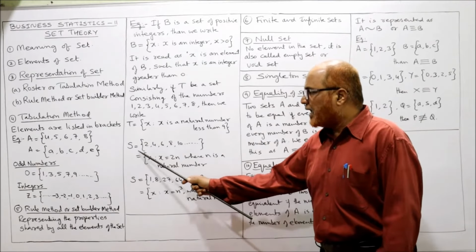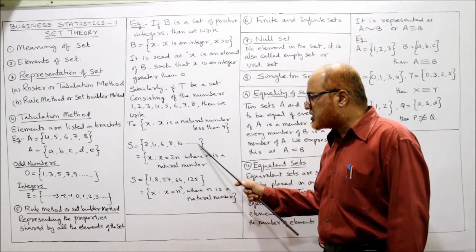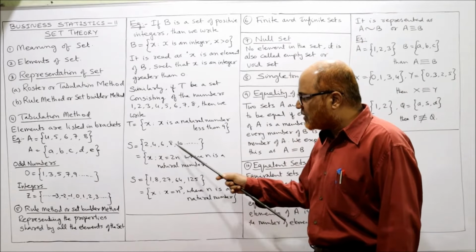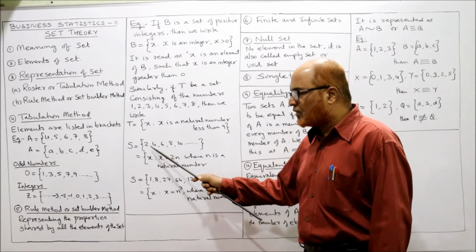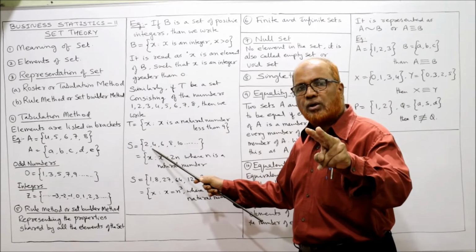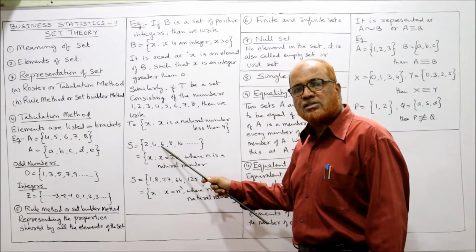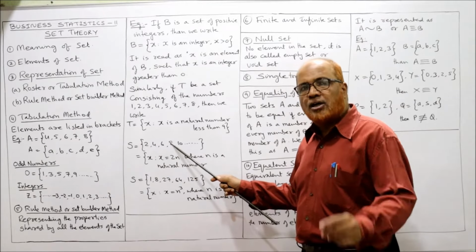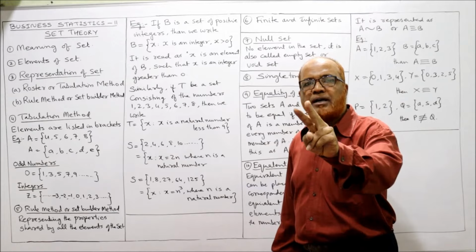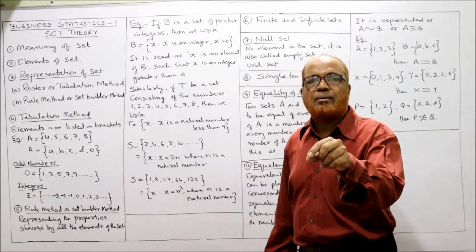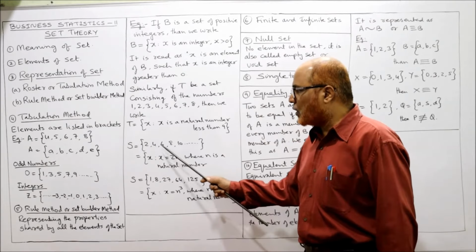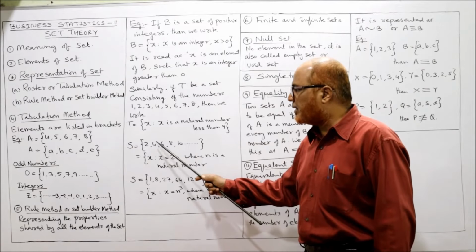Next, one more example. S is equal to 2, 4, 6, 8, 10, etc. up to infinity. Now, if you closely observe these values, you can see all of these are multiples of 2. 2 into 1 is 2, 2 into 2 is 4, 2 into 3 is 6, 2 into 4 is 8, 2 into 5 is 10. So what do you observe? All the natural numbers are multiplied by 2.